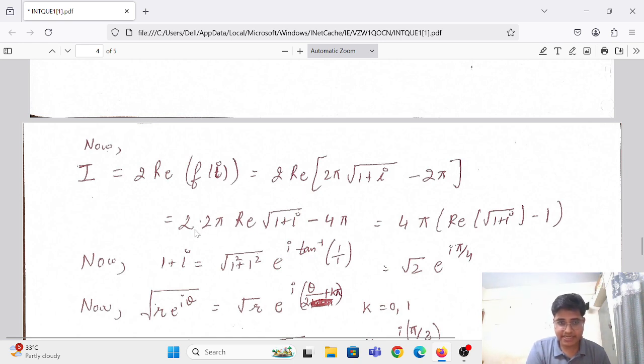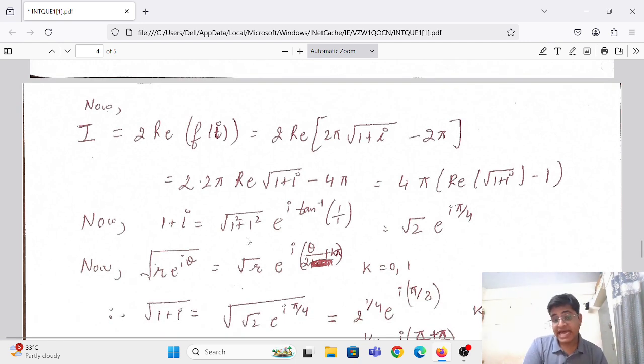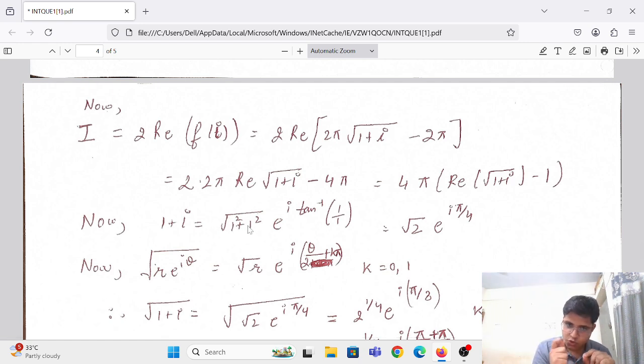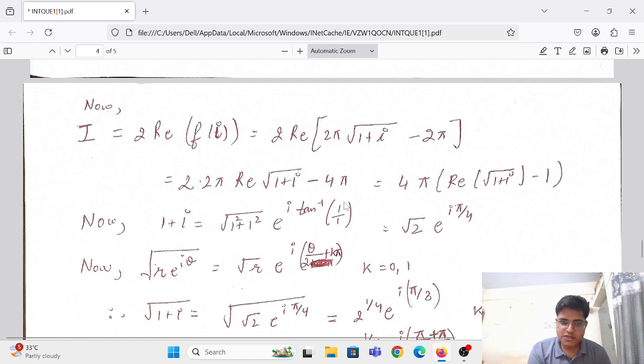So what we are getting is 2 times 2π real part of √(1+i) minus 4π. That is 4π real part of √(1+i) minus 1. Now, what is 1+i actually? It's at a distance √(1² + 1²), that is √2, from the origin, e to the power iota tan inverse of 1 over 1.